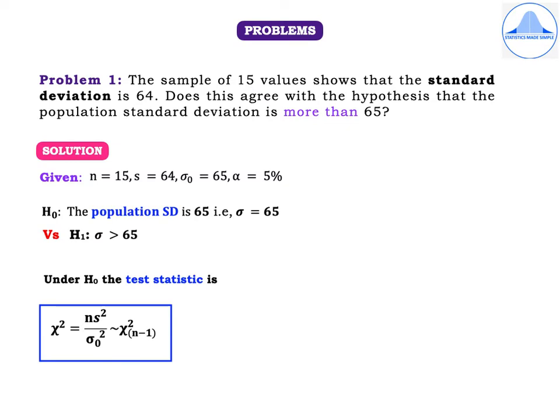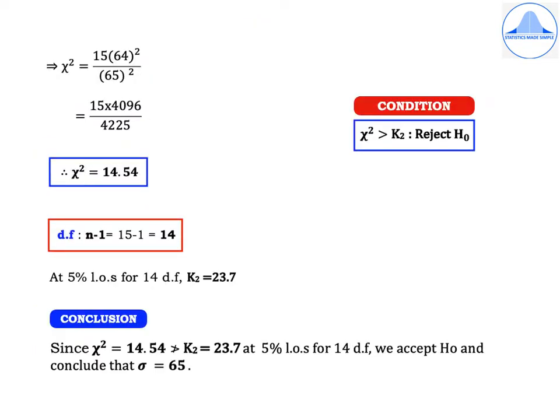Next, use the test statistic. So under H naught, the test statistic is chi-square equal to n s square by sigma naught square, which follows chi-square with n minus 1 degrees of freedom. We get chi-square equal to 15 into 64 square divided by 65 square, which is equal to 15 into 4096 divided by 4225. On simplification, we get chi-square equal to 14.54.